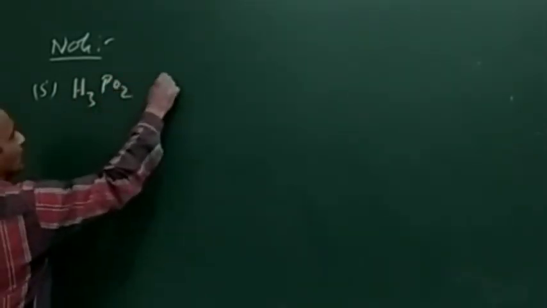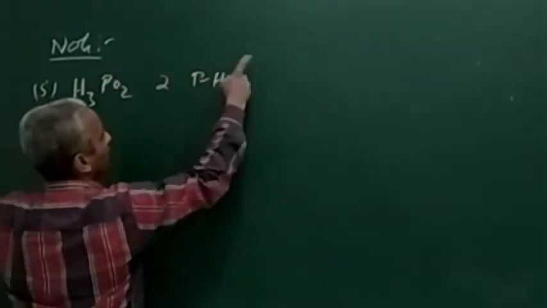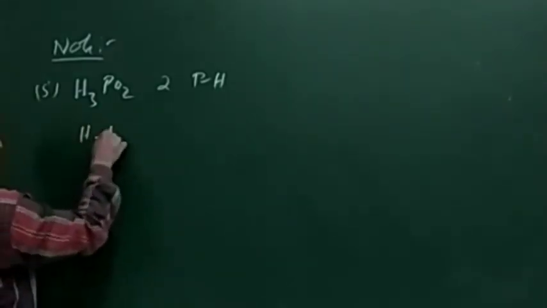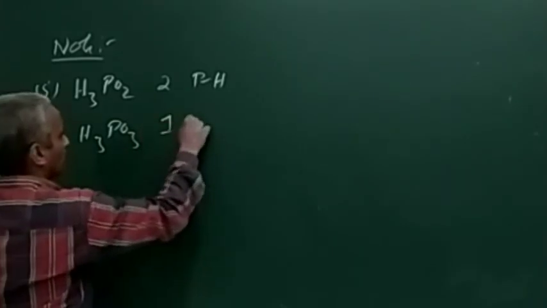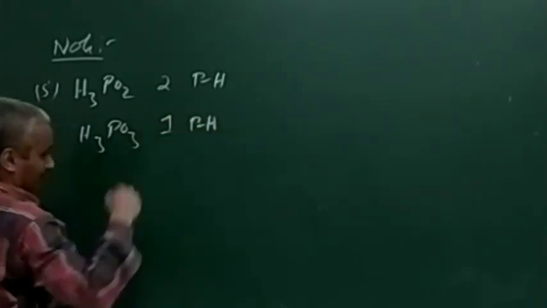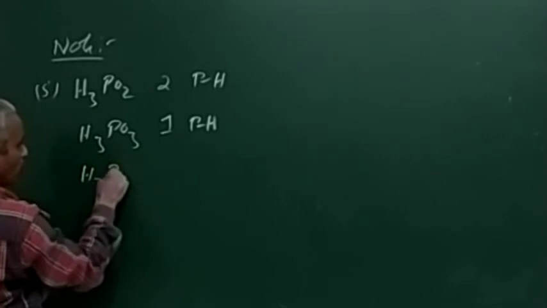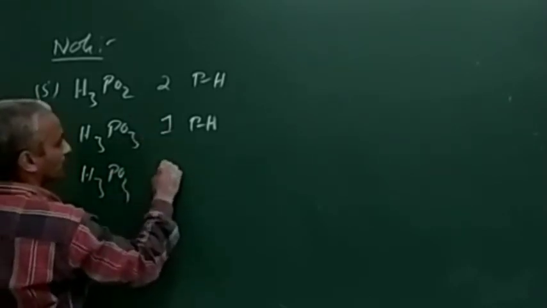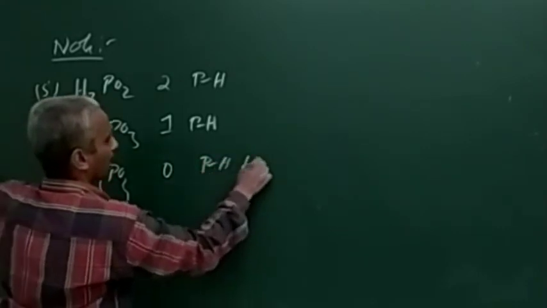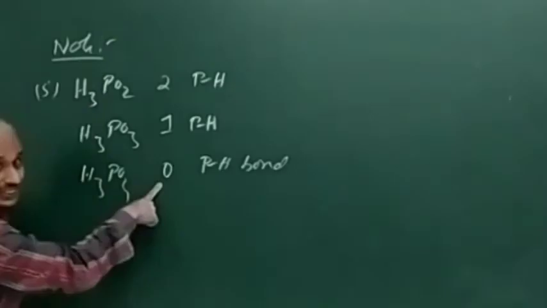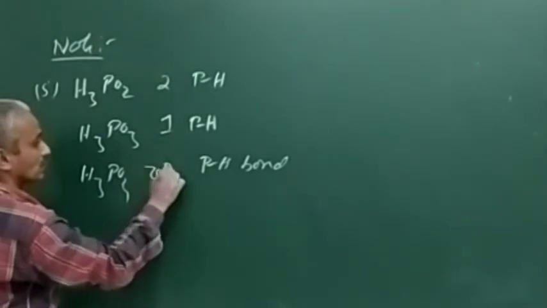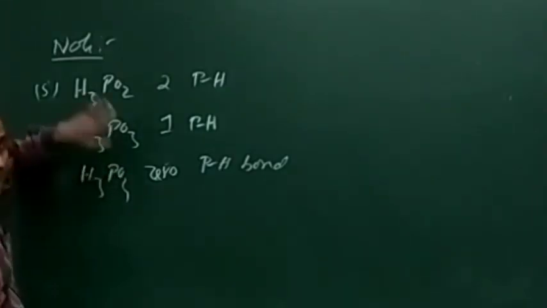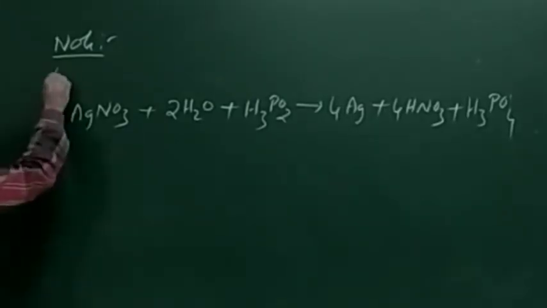See, H3PO2 has 2 PH bonds, it is a stronger reducing agent. H3PO3 has 1 PH bond, a little lesser. H3PO4 is the weakest among these three. No PH bond, 0 PH bond will be there. This can't go 0. So strongest reducing agent, weakest reducing agent. Example, let's see here.